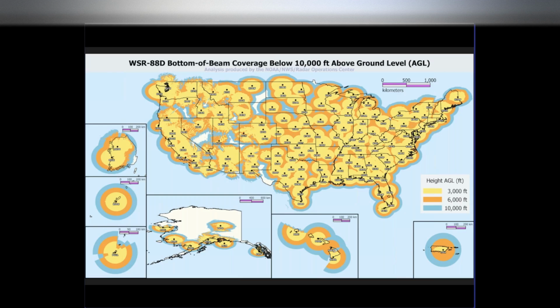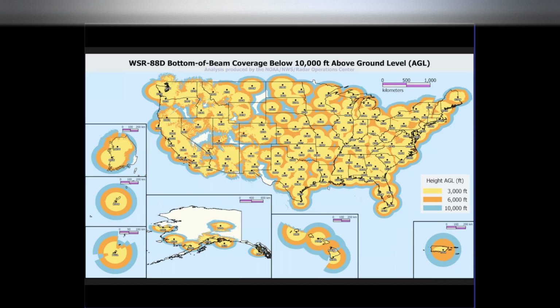This is a map of the continental United States and the outlying areas, Alaska, Hawaii, Puerto Rico, and some Pacific Islands, basically showing where we have WSR-88Ds. Those are the big radars. If you've been to Pleasant Hill, you've seen our radar here at the office. That's us right here in the middle of the country. This is the coverage map showing bottom of beam coverage below 10,000 feet above ground level.